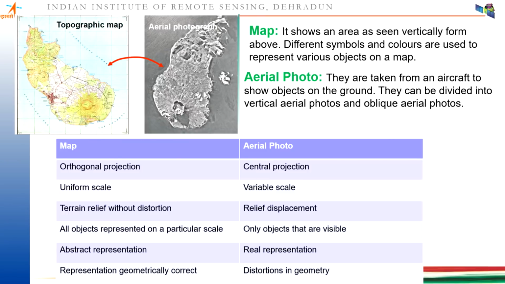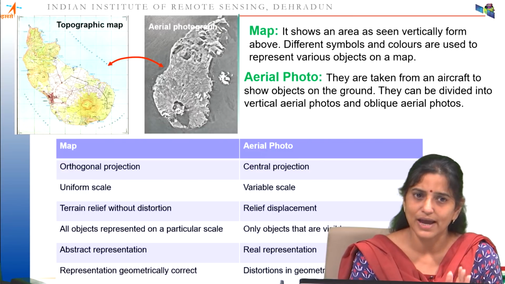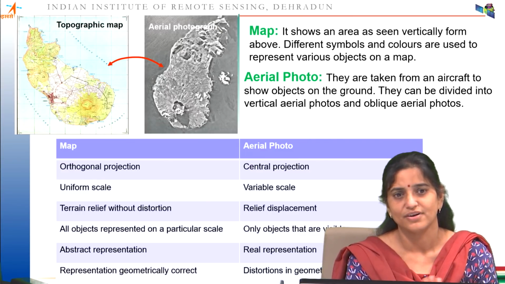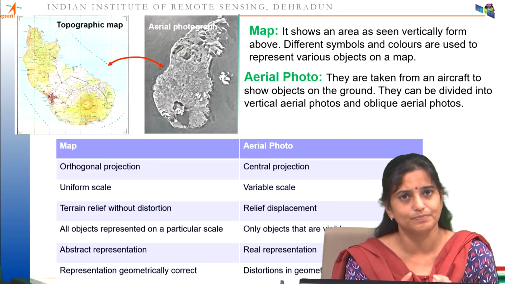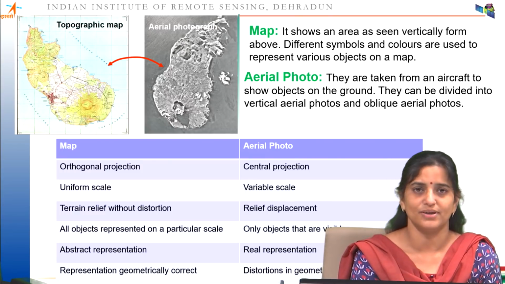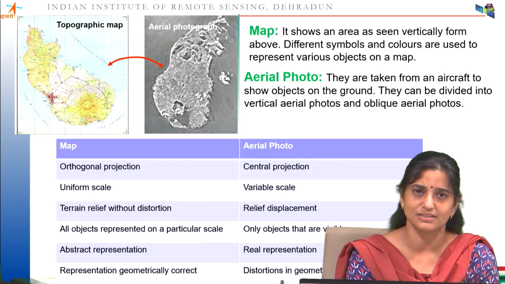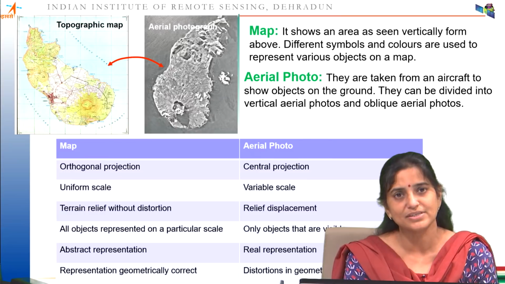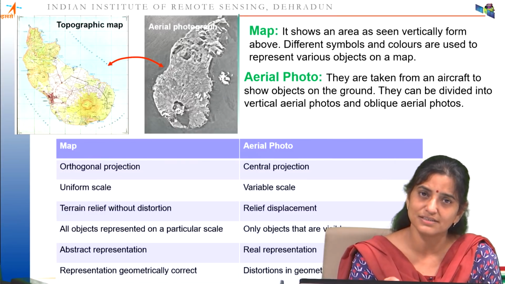Now, the second thing is an aerial photograph. What is an aerial photograph? It is a photograph taken by an aircraft which shows various objects on the ground. Now, these aerial photographs can be further subdivided into various types, such as vertical photographs, oblique photographs, and so on. But when we look at the topographic map and aerial photograph, we will see that there are certain basic differences between a topographic map and an aerial photograph. Both these things, the map as well as the photograph, represent the features of the ground. But there are certain basic differences.